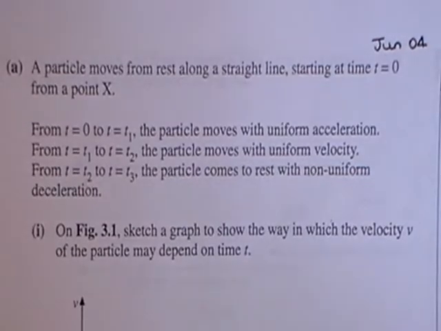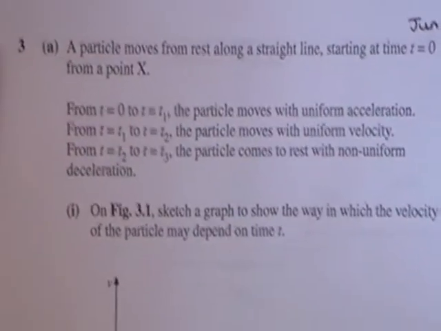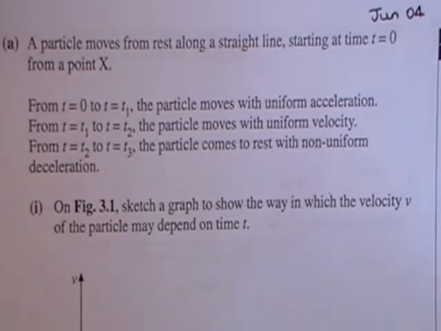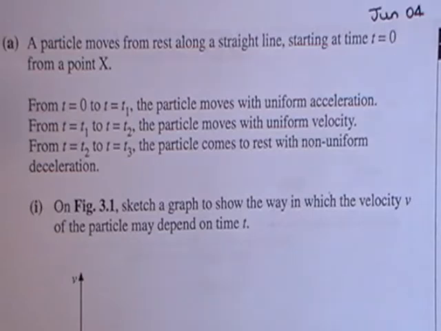This question is from June 2004. It's question 3A, or 3. A particle moves from rest along a straight line starting at time t equals 0 from a point x. From t equals 0 to t equals t1, the particle moves with uniform acceleration. From t equals t1 to t equals t2, the particle moves with uniform velocity. And from t equals t2 to t equals t3, the particle comes to rest with non-uniform acceleration.